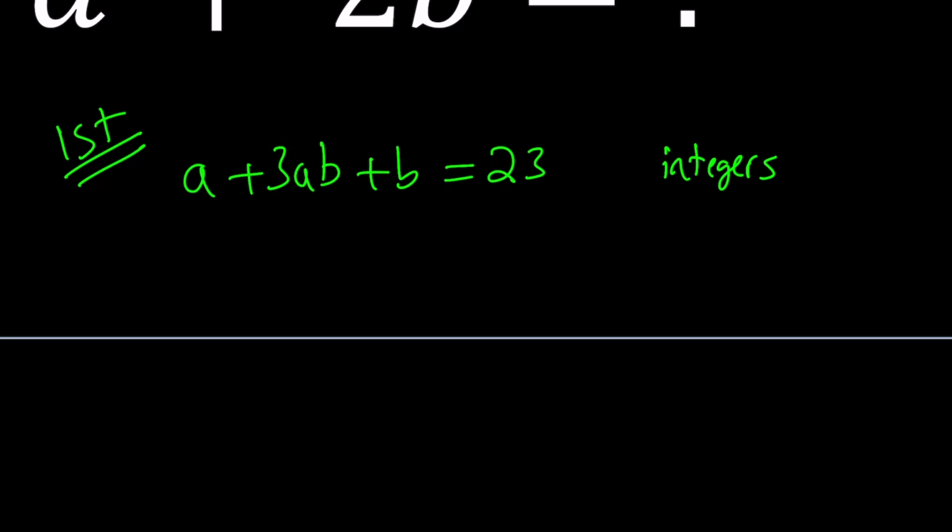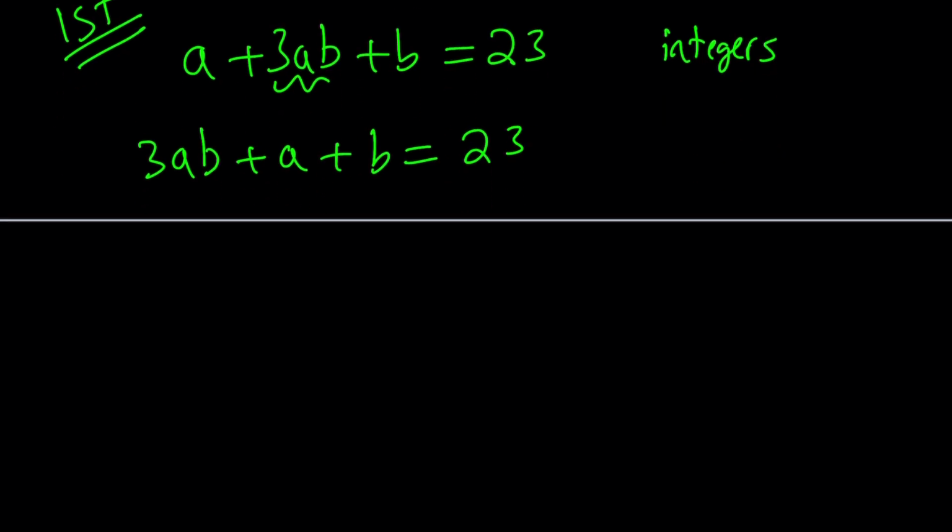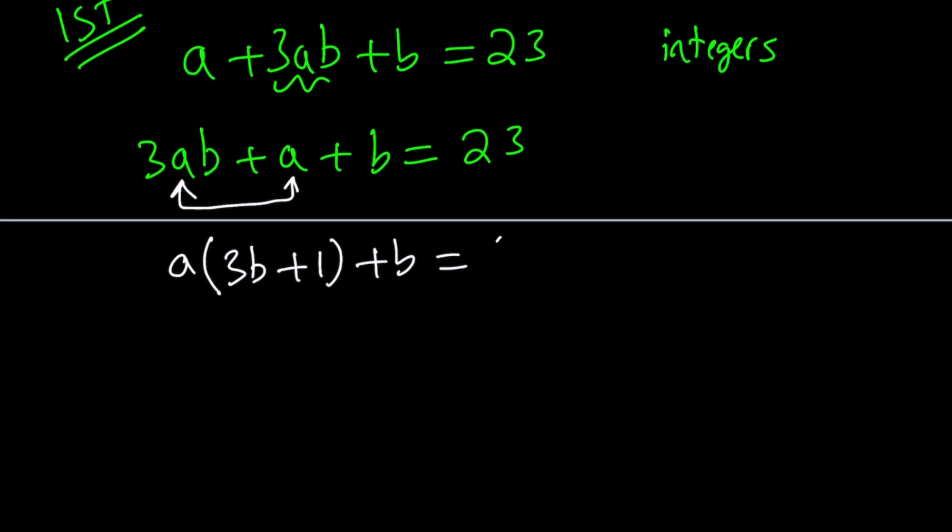Now, I noticed that a and 3ab have a common factor, but 3ab and b also have a common factor. So we need to start somewhere, and I usually like to start with the product. Let me switch these around and look at different ways to factor this expression. First, focus on the first two terms. If I factor out an a, I get a(3b + 1) + b = 23.